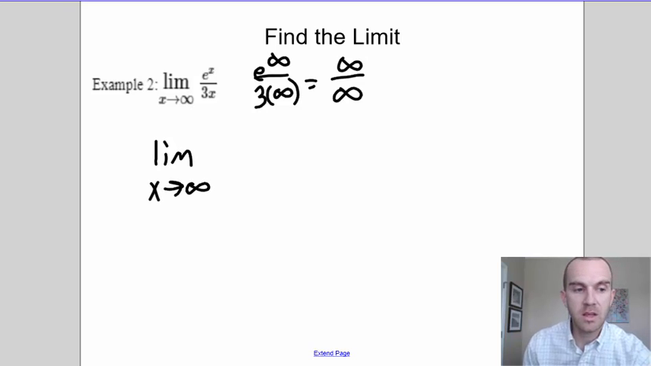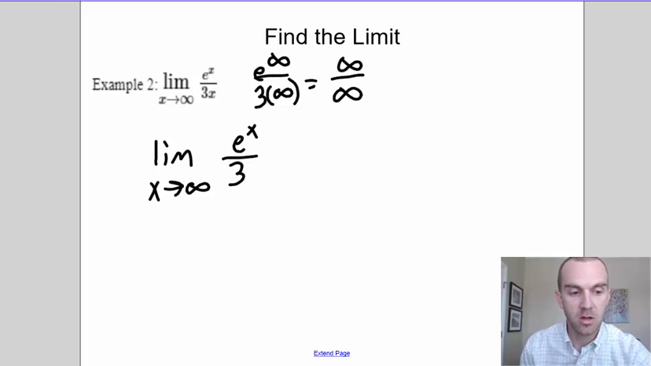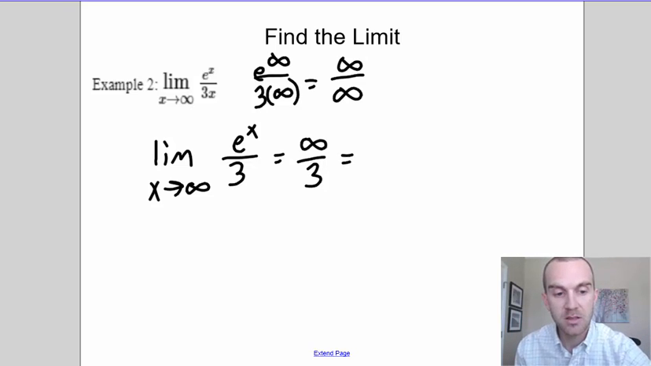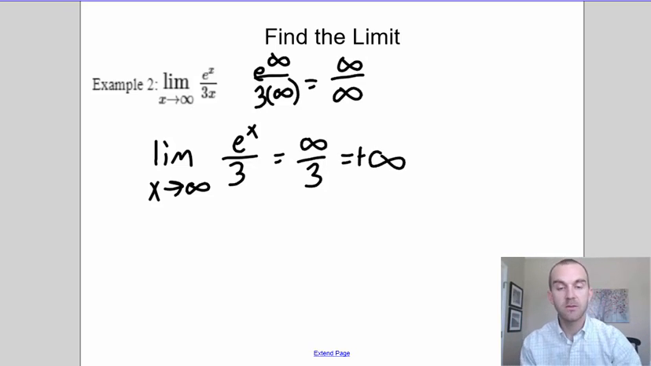Well, the derivative of e to the x is e to the x. The derivative of 3x is 3. Now when we take and approach our limit, we get infinity over 3. And we know from our other rules that that means that the limit of this is positive infinity.